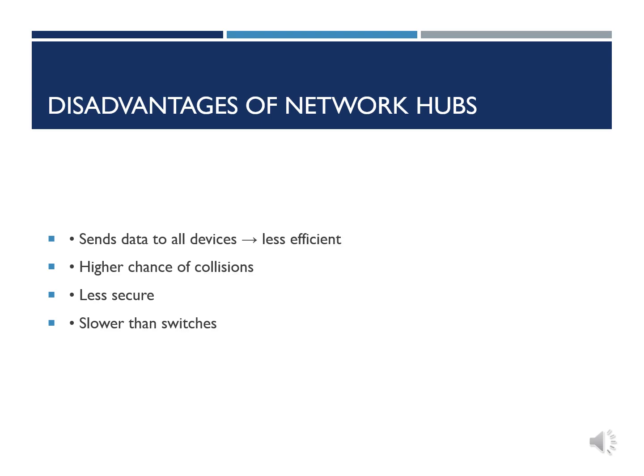Hubs send data to all devices, which is less efficient. They have a higher chance of collisions, are less secure, and slower than switches. For modern networks, switches are mostly preferred.